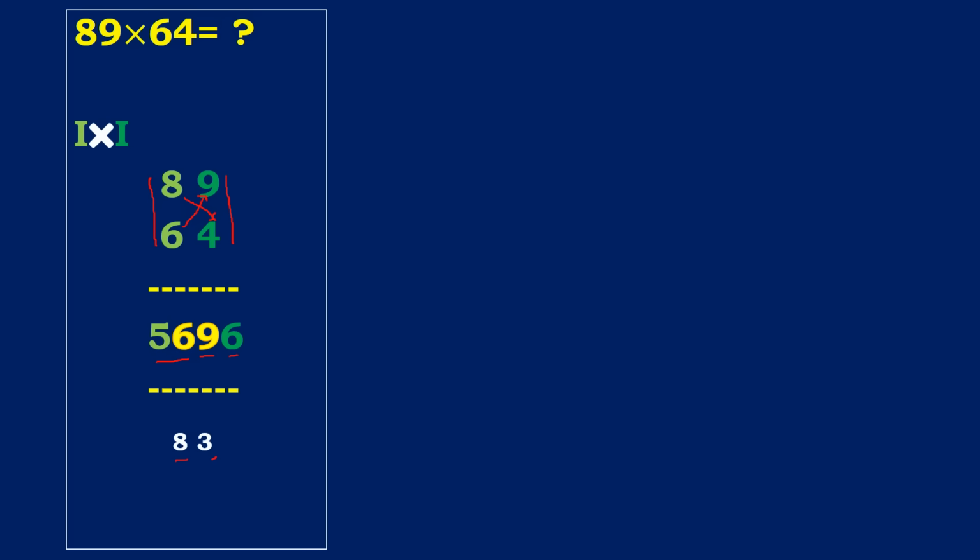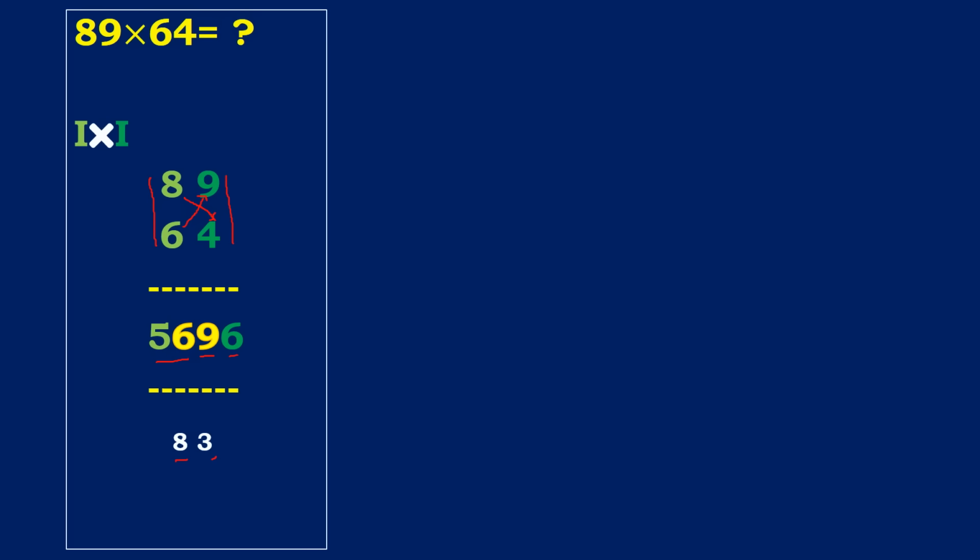The second step here is cross multiplication of units places and tens places, which means 8 should be multiplied with 4, 6 has to be multiplied with 9, and their sum has to be obtained. So 8 into 4 is 32. 6 into 9 is 54. Then, 32 plus 54 is 86. 3 is already carried forward. So, 86 plus 3 is 89. So, we take 9 in the answer, and now, 8 is carried forward in the last.